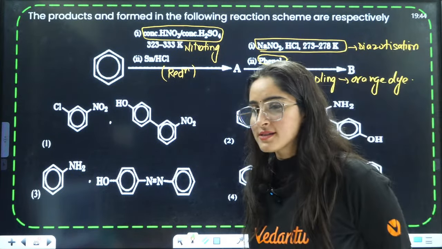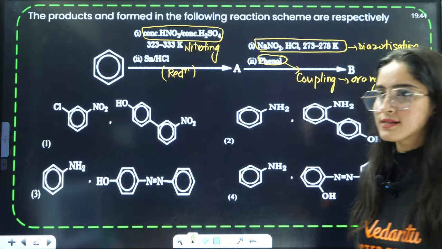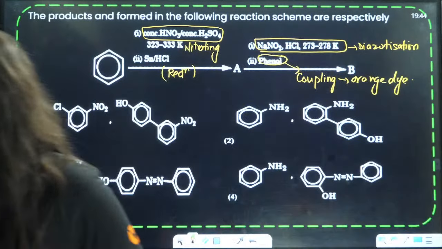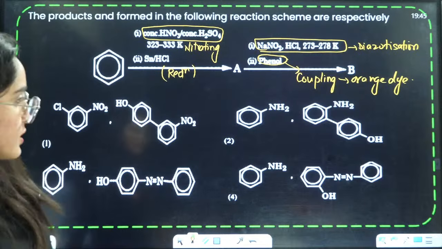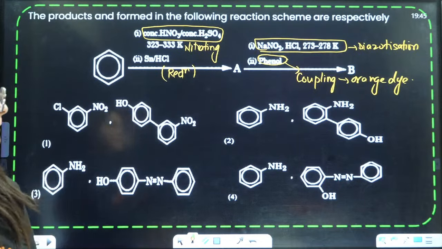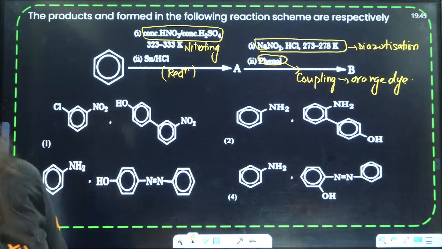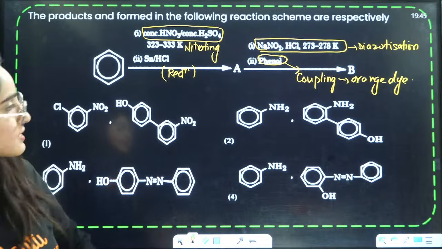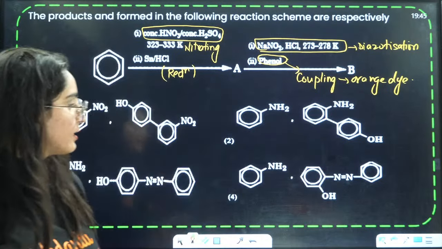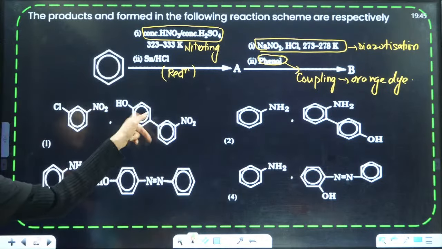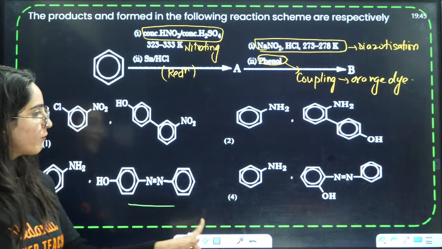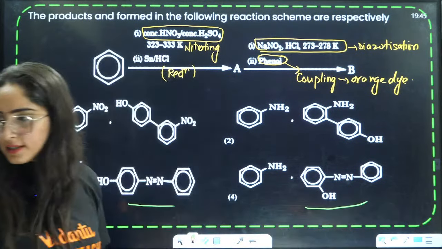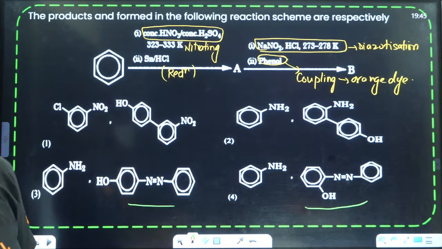Let me see your answers in the chat box, everybody. Hacker is saying the second is the correct answer. Be careful. I am saying that azo dye is formed in the end. In the second, there is no formation of azo dye. Where is azo dye formed? Here also no azo dye is formed. Azo dye is formed here and here. Now, Aditya is saying 3 is the correct answer.